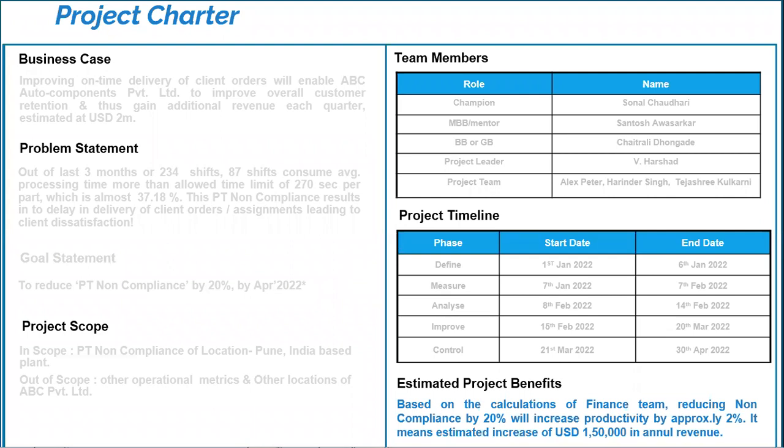Right. So this is how estimated project benefit will look in a project charter. That's our last element. Based on the calculations of the finance team, reducing non-compliance by 20% will increase productivity by approximately 2%. It means an estimated increase of USD $150,000 in annual revenue. So that's about estimated project benefits. Now let's go to the next slide and see how the entire project charter looks.